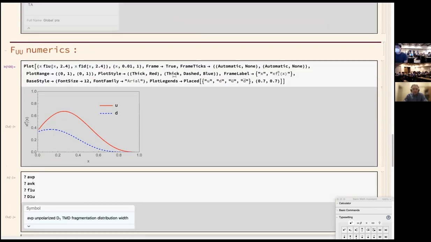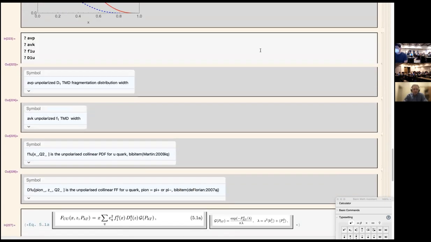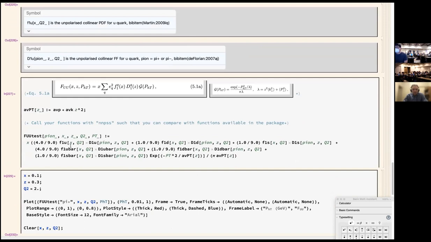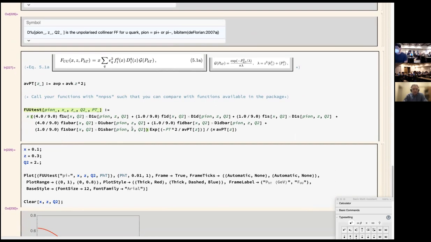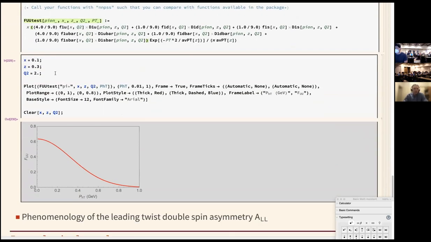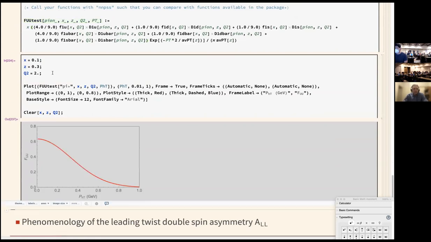Okay. And so now I do it here for numerics. I plug in the combination of F1U D1U, F1D D1D. Again, for each one, you can check what the package tells you this thing is. So it's just the sum. I assumed also that these widths are independent of X and Z, so I can take them out as such. And then I can plot my result here. It's FUU as a function of PHT.